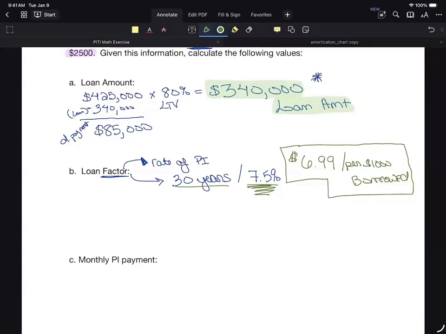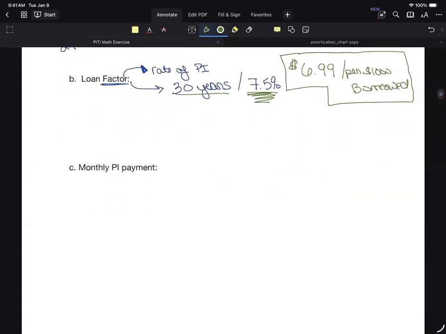Okay. Good. So then our next natural question would be, well, how much am I going to have to pay? If I owe $6.99 a month as my factor and the loan amount is $340,000, how do we figure out what this monthly payment would be? We'll have to multiply the 699 with the 340.